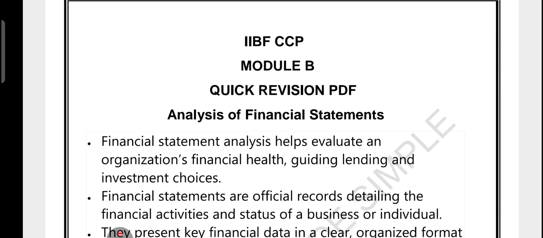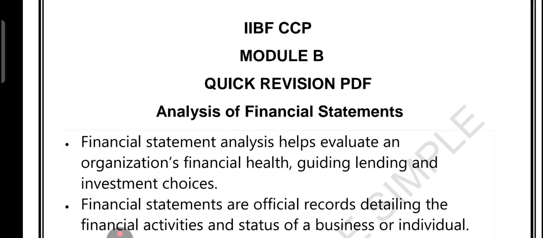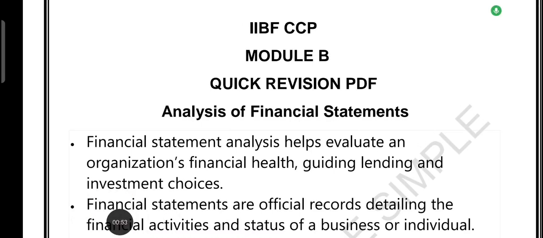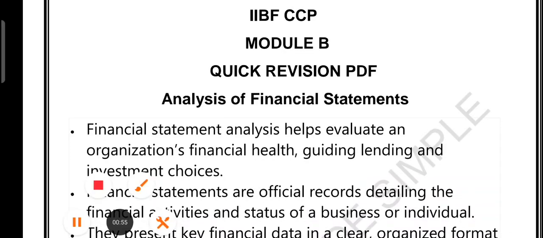I will take some examples in between to make the concepts clear, and I will explain in as lucid and as layman a manner as possible. So let's get started. First of all, financial statement analysis helps us understand how strong a business is financially. It is a key tool for both investors and lenders to make smart decisions.